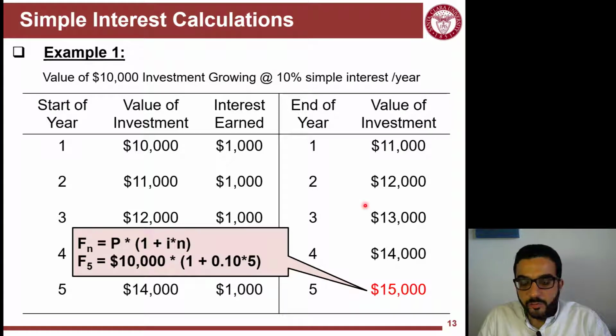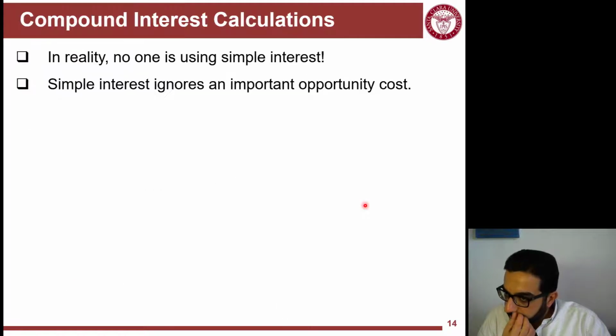So if we apply the formula that we showed before, P times 1 plus IN, plug in the values, you find that you can actually calculate that you will have 15,000 in the account without going through that long table. But it's just showing you the under the hood kind of process of calculating the accumulation of that interest.